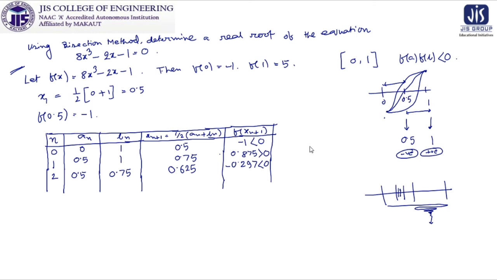Now before proceeding further, I just want to say one thing. All of you can identify that minus 0.297 is very close to 0, and if in this column we get 0 as our answer, then we are at the exact root. If we allow this much error, then my desired root will be 0.625. But if I want to minimize my error further, then I have to proceed.